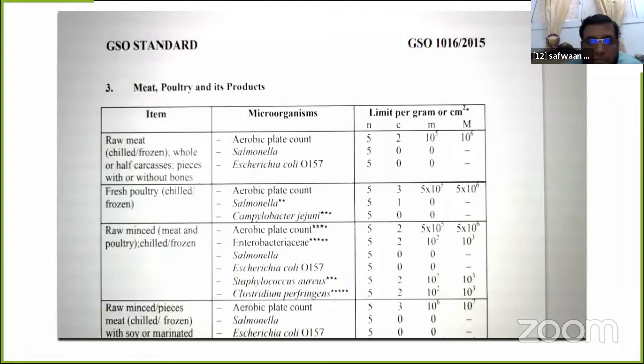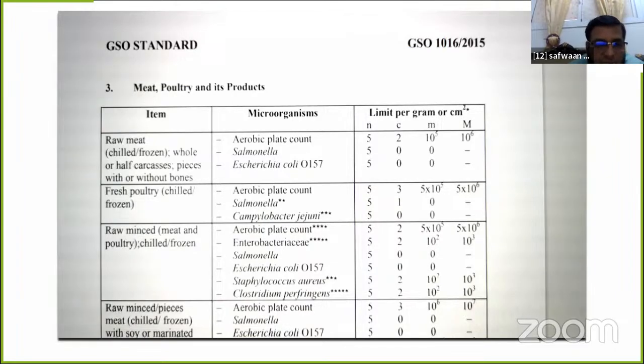This is the screenshot for the GSO standard, which I'm currently using. This is implemented from 2015. The code number is GSO 1016. Here, I want to highlight each item of the food. For example, the raw meat, including chilled and frozen, or whole or half carcass pieces.